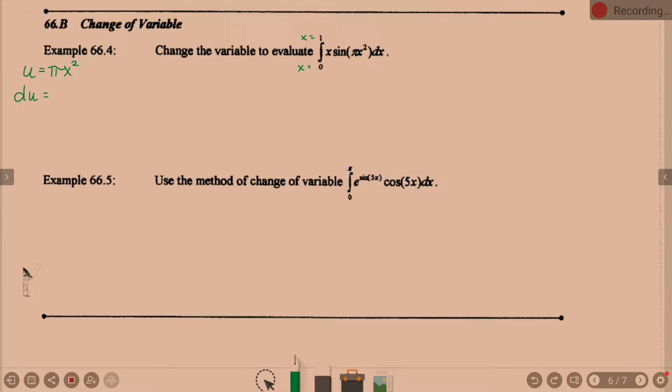If u is pi x squared, then what is du? Pi is a constant, remember, so you're multiplying the 2 out front. 2 pi x dx.